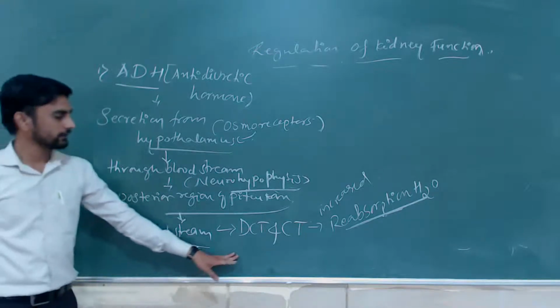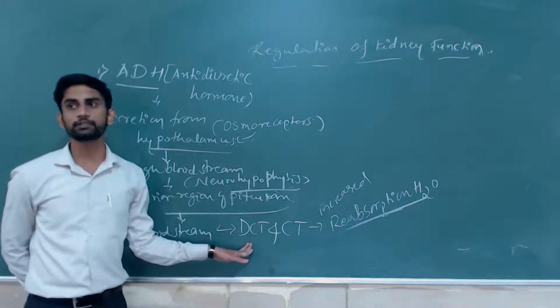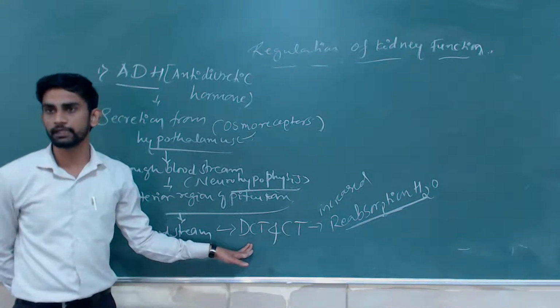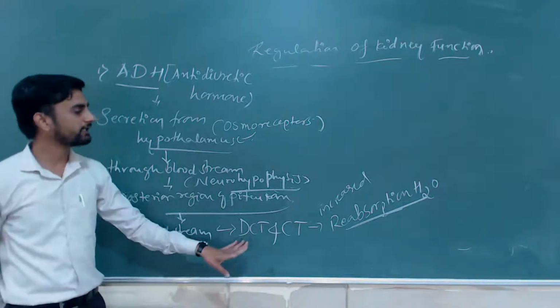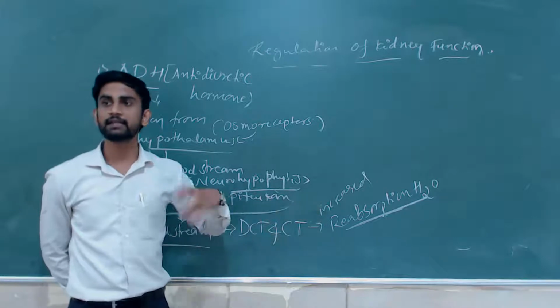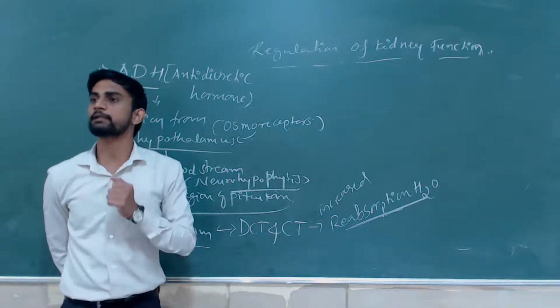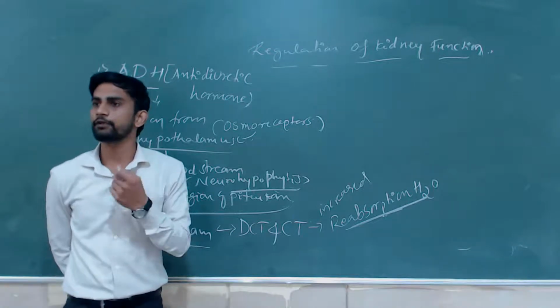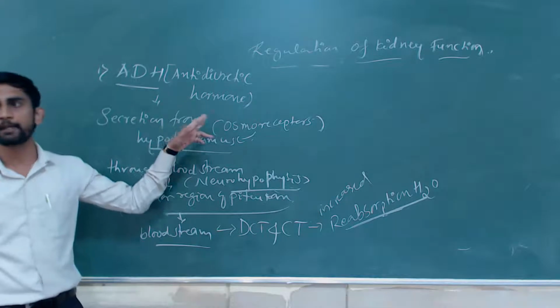So this goes to the different organs of the body. The blood directly reaches the kidney, the nephron, and exactly the DCT and collecting duct, and thereby slowly increases the reabsorption of water. By increasing the reabsorption of water, once again we start producing concentrated urine instead of dilute urine. Are you getting my point? So this mechanism you should remember.